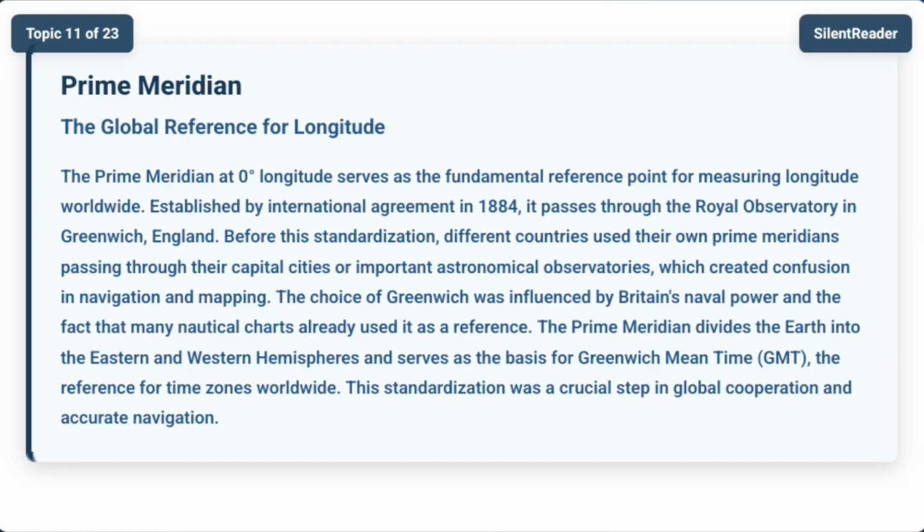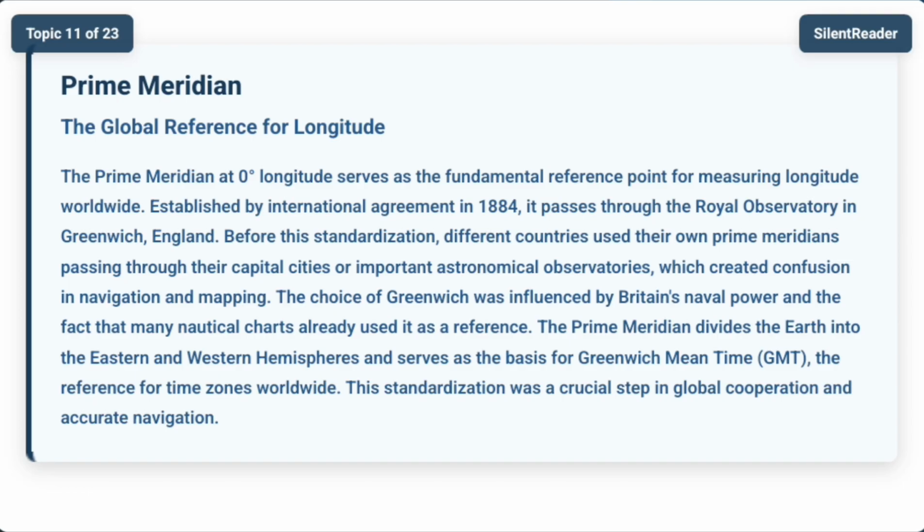Prime meridian. The prime meridian at 0 degrees longitude serves as the fundamental reference point for measuring longitude worldwide. Established by international agreement in 1884, it passes through the Royal Observatory in Greenwich, England. Before this standardization, different countries used their own prime meridians passing through their capital cities or important astronomical observatories, which created confusion in navigation and mapping.